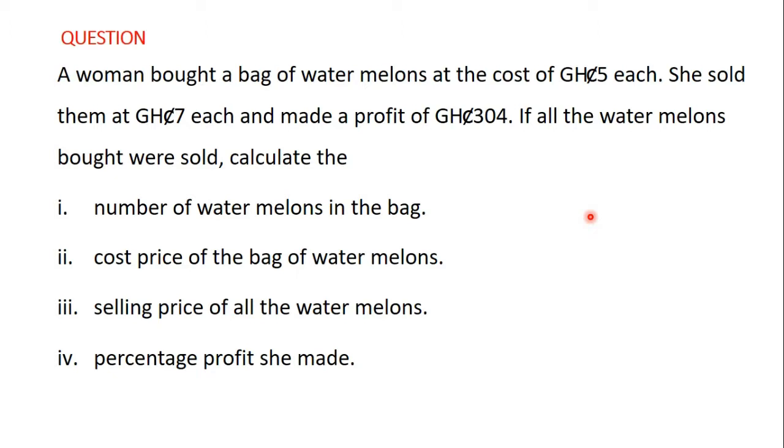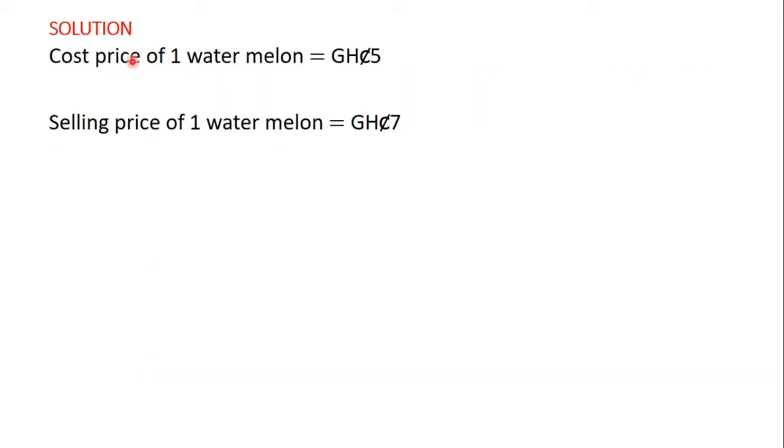So the woman bought a bag of watermelons at a cost of 5 Ghana cedis each. This means that the cost price of one watermelon is 5 Ghana cedis, and she sold them at 7 Ghana cedis each, meaning that the selling price of one watermelon is 7 Ghana cedis. She made a profit of 304 Ghana cedis, and we are supposed to find the number of watermelons in the bag, the cost price of all the watermelons, the selling price of all the watermelons, and the profit percent she made.